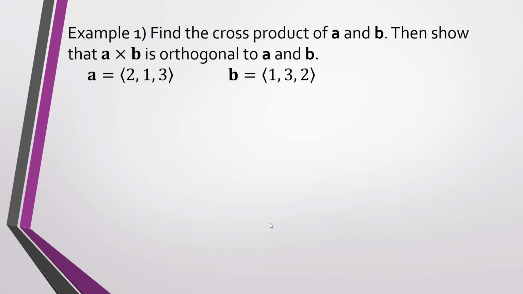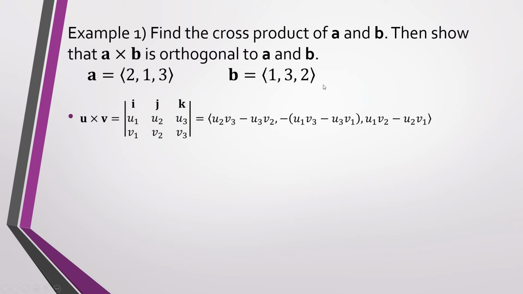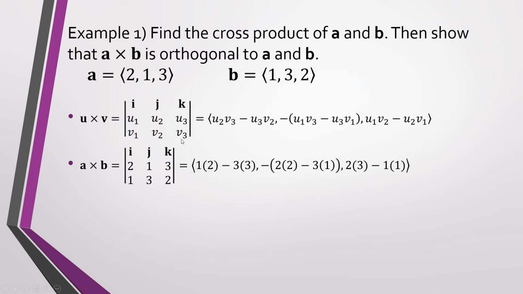So let's take a look at example 1. We're going to find the cross product of vectors a and b and show that the cross product of a and b is orthogonal to both a and b, where vector a has components 2, 1, 3, and vector b has components 1, 3, 2. Just reminding you of our formula here. Now we put in our x, y, and z components for vector a in the first row, and for vector b in the second row, and then we can substitute those values into our formula, or again, you can think about it in that determinant way.